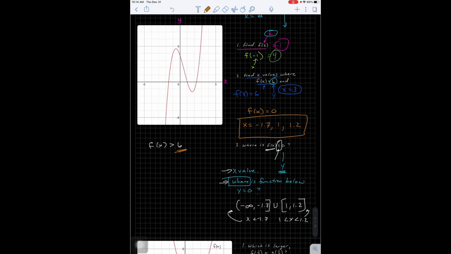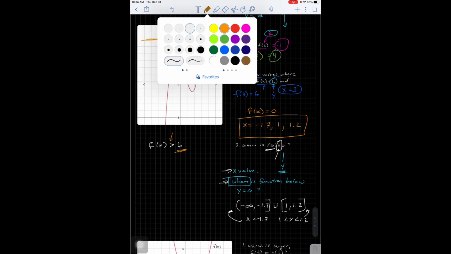All right, so 6. 6 is a y value. So I come up here and I find 6. I'm drawing a horizontal line to split my graph. Whoa, that's supposed to be one line. And I'm saying, where is this graph above the orange line? Above because it's greater than. So it's above right here, this section.